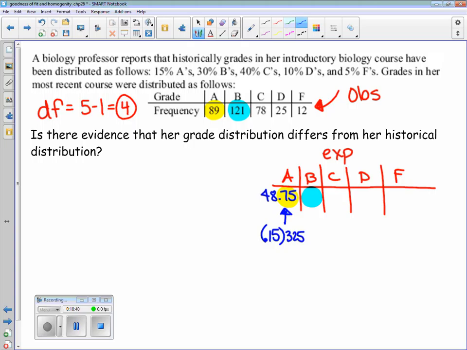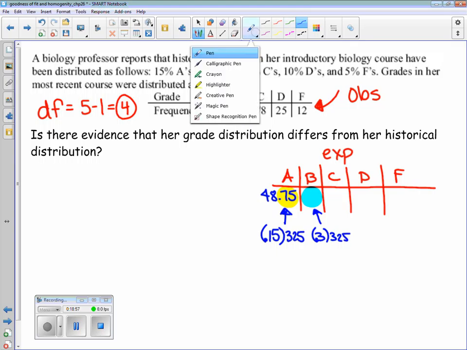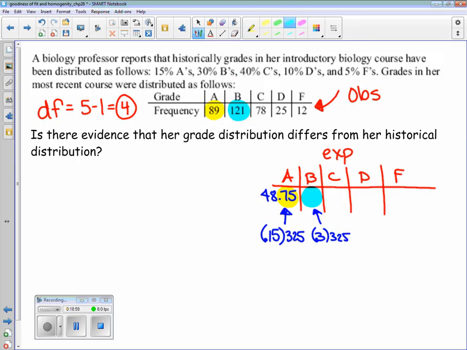Okay? So do me a favor and go ahead and populate the rest of this. The B's would be 30%. So we're going to do 0.3 times 325. And we'll go ahead and just use all of the percentages that you see across here to populate the expected value table. So it'll take you a second to do that. Did you get those numbers? Just double check.